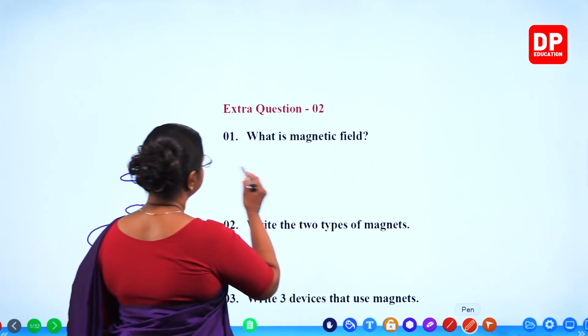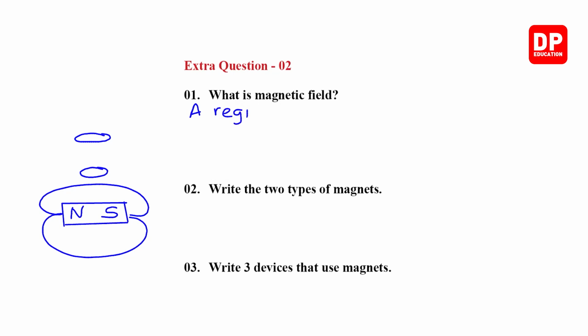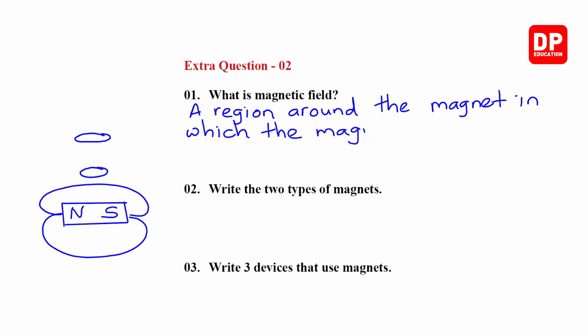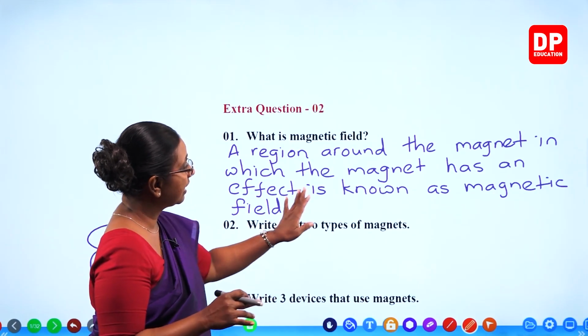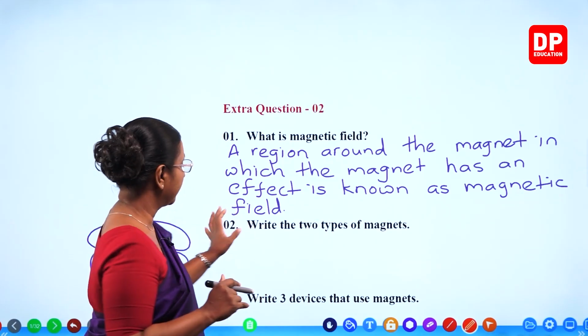What is magnetic field? A region around the magnet in which the magnet has an effect is known as magnetic field. So it has to be around the magnet where the magnet has its effect, and that region is known as magnetic field.